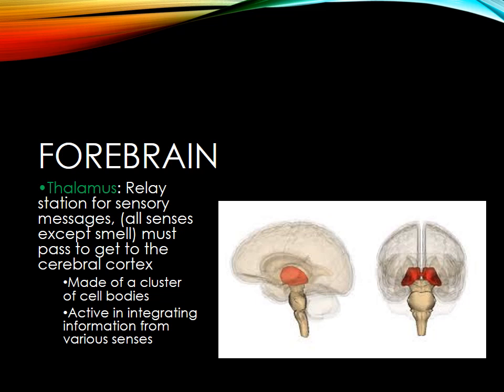So think of this as an identification and relay center. It identifies a neural message as a visual message and sends it to the occipital lobe. It'll identify an auditory message as an auditory signal and send it to the temporal lobe. If you think about it, right now you're receiving both visual and auditory messages. It's this structure in the brain that's sending them to the right part of the brain so you can actually be aware of what's going on. It takes care of this for all senses except your sense of smell.